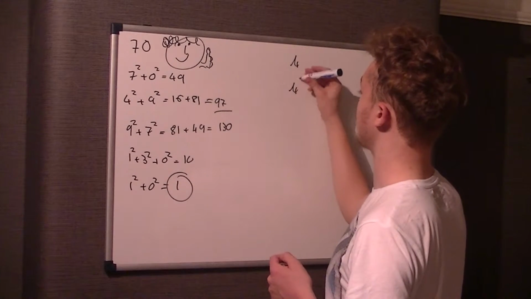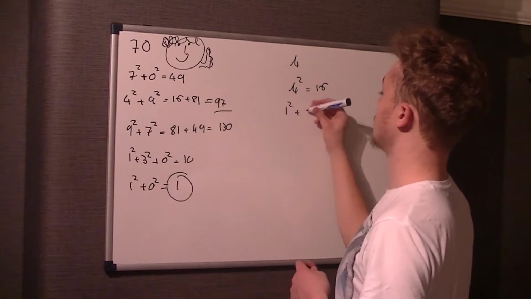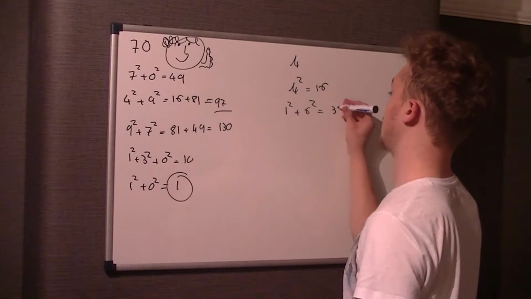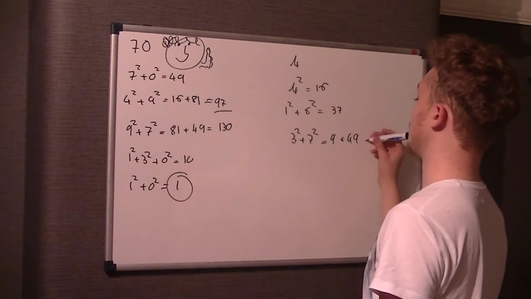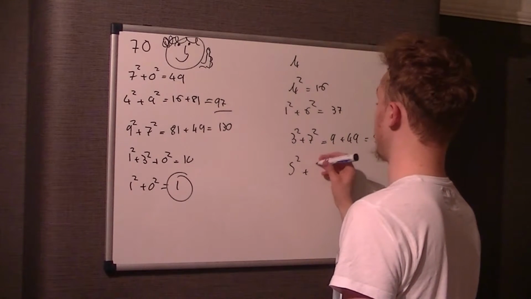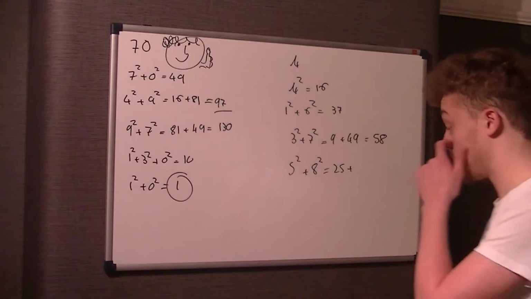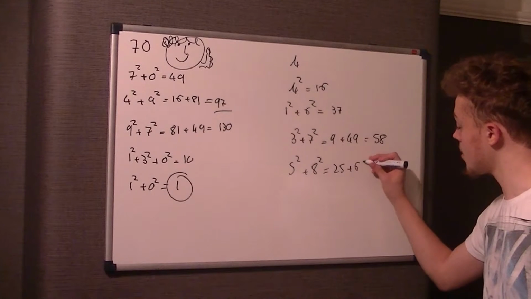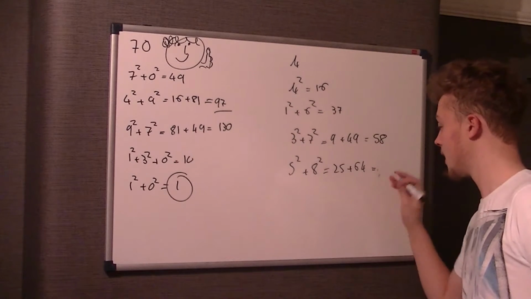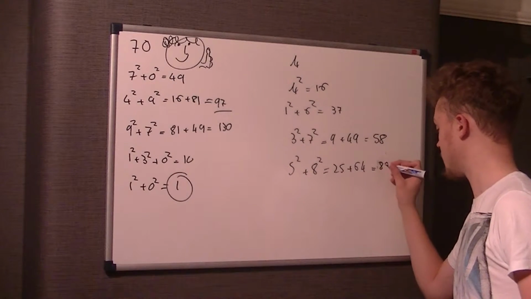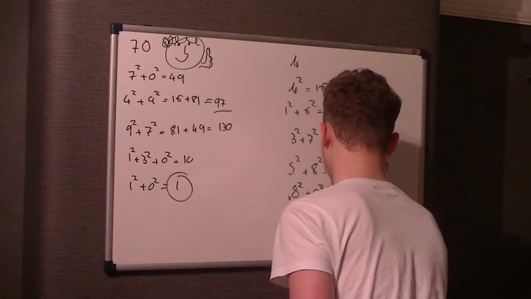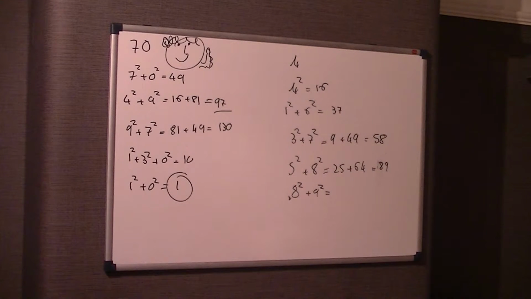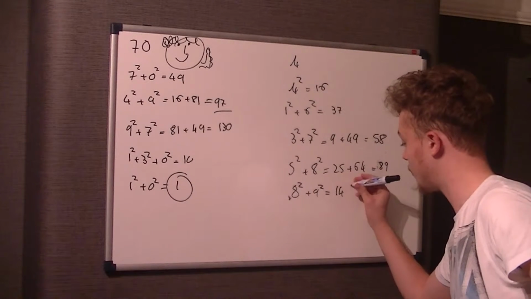Let's try 4. So 4 squared is 16. You do 1 squared plus 6 squared, so it's 1 plus 36, which is 37. 3 squared plus 7 squared, so that's 9 plus 49, which is 58. 5 squared plus 8 squared, so it's 25 plus 64, which is 89. Then 8 squared plus 9 squared, which is 64 plus 81, which is 145. Do the same with 145.